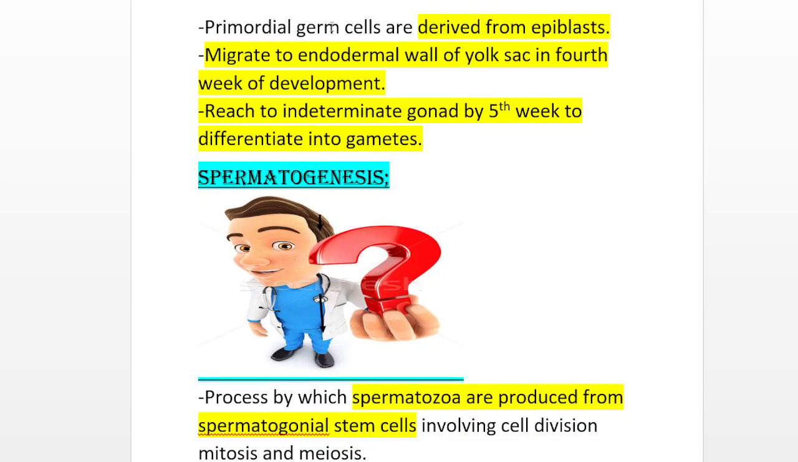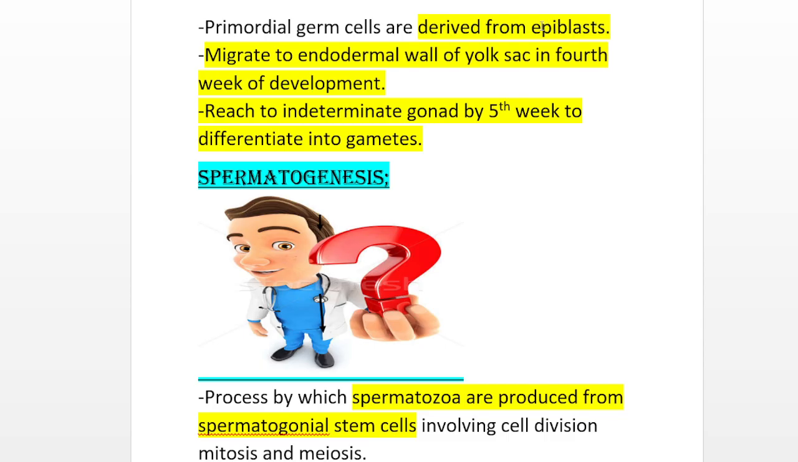Primordial germ cells are derived from the epiblast. So, what is epiblast? During development, we all know that there are two types of cells. The outer cell is known as trophoblast and the inner cell mass is known as embryoblast, and the embryoblast differentiates into epiblast and hypoblast. So primordial germ cells are derived from epiblast.